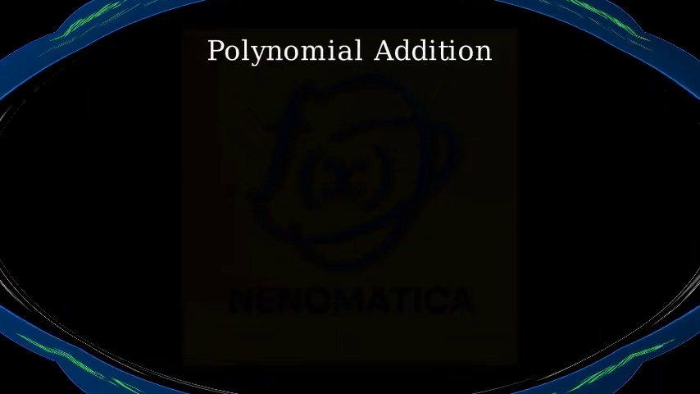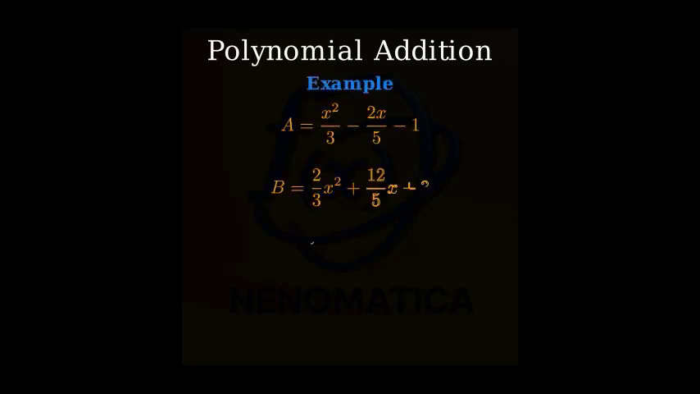Let's summarize. Today we're going to solve a polynomial addition problem step by step. Let's look at our example. We have two polynomials, A and B, and we need to find their sum A plus B. Polynomial A is defined as x squared over 3 minus 2x over 5 minus 1. Polynomial B is defined as 2/3 x squared plus 12/5 x plus 3.